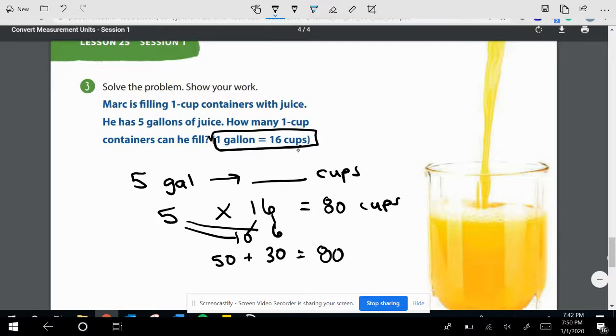Or if you wanted to use the standard algorithm, which some of us still need to practice, 6 times 5 is 30. I carry the 3. Okay, 5 times 1 is 5 plus the 3. That gives me 80 cups. Okay, so those are the 2 problems that were just extra practice problems. You should have written this one down into your notebook, and everything that I've written down also into your notebook.